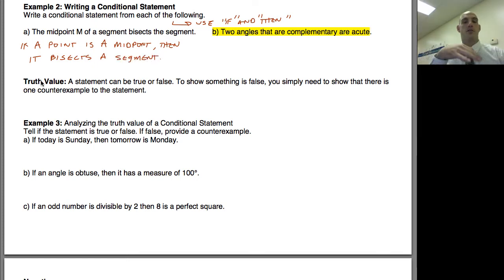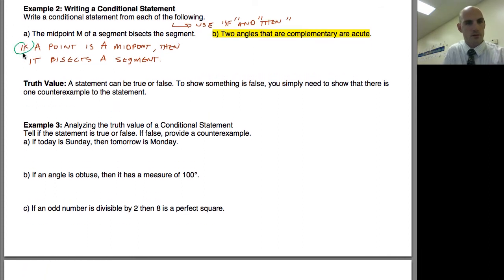You could have written that a different way. You could have switched it around. If it bisects a segment, then it is a midpoint. But you need to have that if and then in there. So I've got my if and I've got my then. See if you can do letter B on your own.